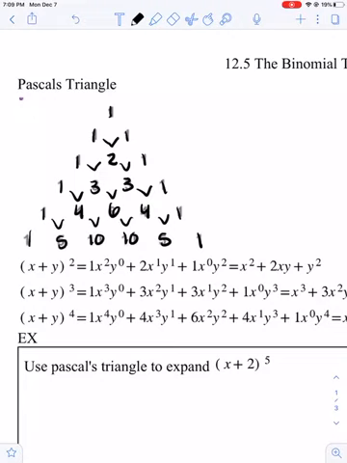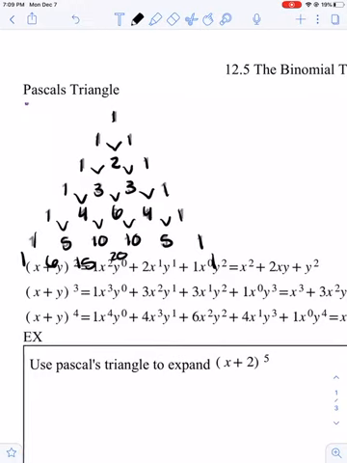Let's go ahead and just do the next row as an example. So 1's on the outside. 1 plus 5 is 6. 5 plus 10 is 15. 10 plus 10 is 20. 10 plus 5 is 15. 5 plus 1 is 6. So that's what your next row would be. And I'm going to move these a little bit higher. So 6 and 15. Okay. So we're going to use this for the first example and for this whole section.